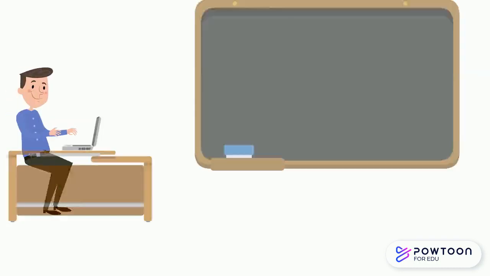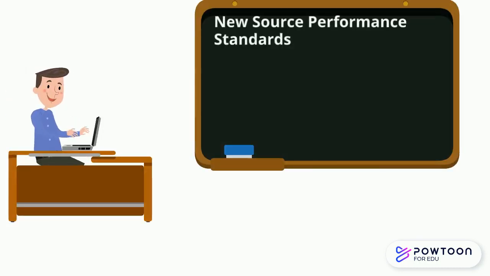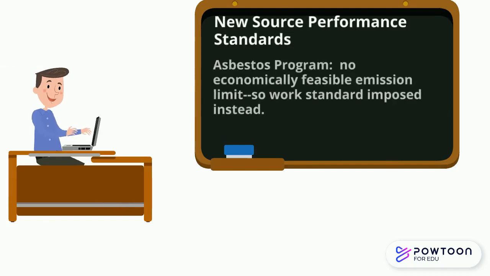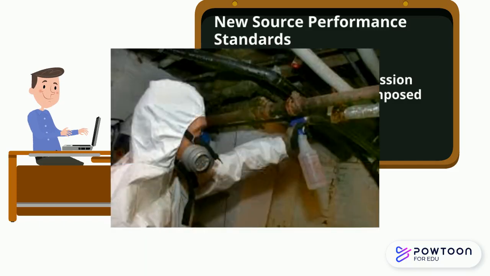An example of this flexibility is in the asbestos program. EPA could not determine an economically feasible air concentration, so instead it imposed a work standard whenever working with asbestos. This work standard required, among other things, wetting the asbestos down prior to removal. So very importantly, costs are considered in setting and meeting the NSPS standard.